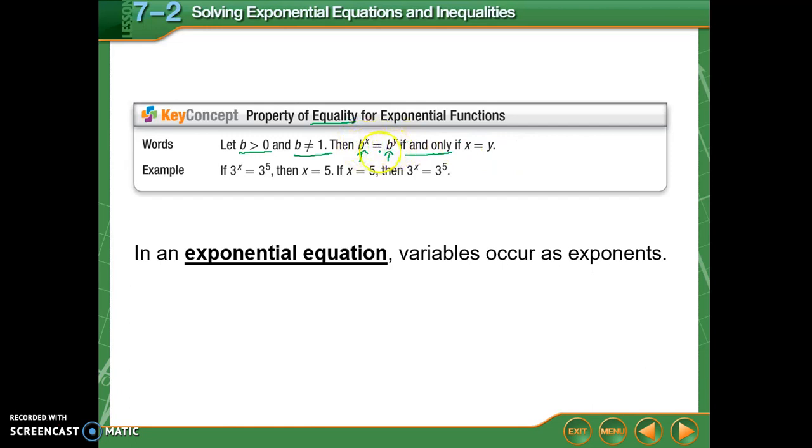Right? That makes sense. If the bases are the same and I'm saying they're equal, then the exponents have to be the same. Otherwise, they wouldn't represent the same number. So here's an example. If 3 to the x is equal to 3 to the 5th, then x has to be equal to 5, right? If this is 3 to the 4th, it can't be equal to 3 to the 5th. If x is equal to 5, then 3 to the x is equal to 3 to the 5th. So notice the same bases here are super key. And in an exponential equation, just a reminder that the variables are in the exponents. That's how you identify an exponential equation.